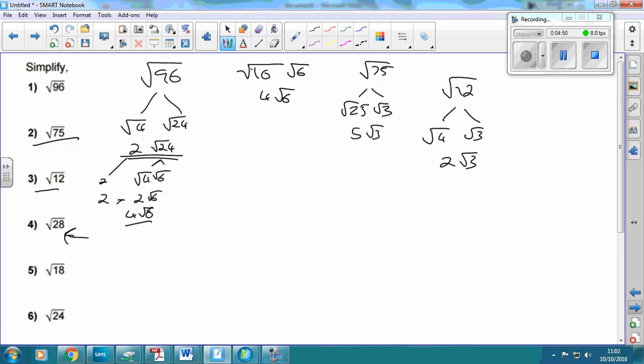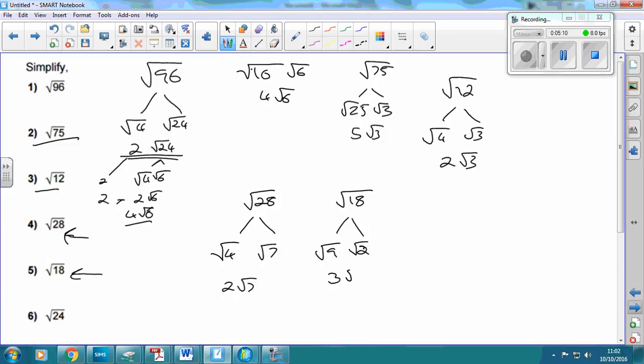The next one is the square root of 28. Again, I think we did that one before. Square root of 4 times the square root of 7, which is 2 root 7. The next one is the square root of 18. That's going to be the square root of 9 times the square root of 2, which is 3 root 2. And the square root of 24 we did up here. So that's going to be the square root of 4 times the square root of 6, which if you simplify is 2 root 6. Okay, well done if you did manage to get those.